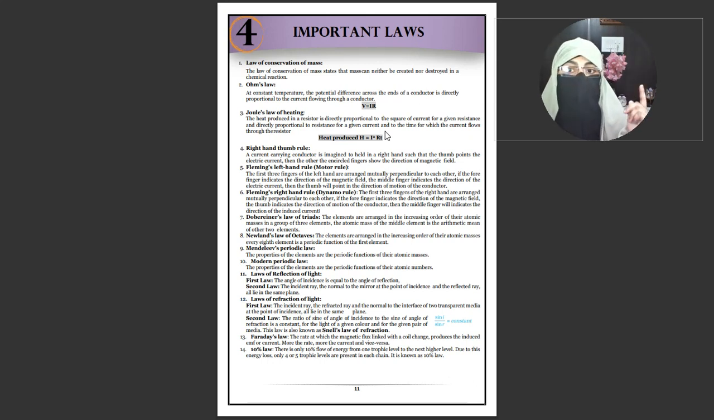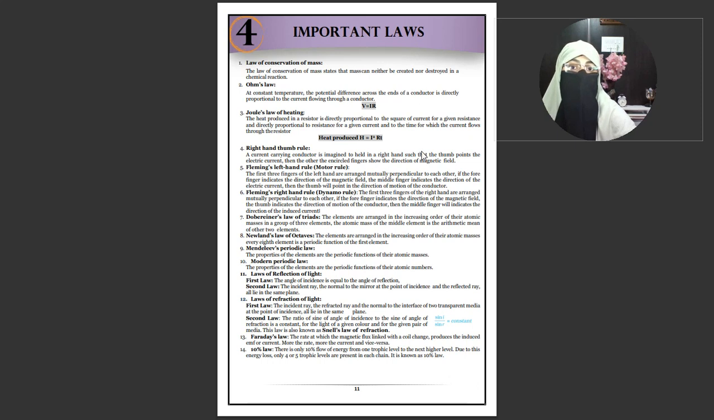Okay, coming on to the right hand thumb rule, and Fleming's left hand rule, motor rule, dynamo rule, then Maxwell's law of triads. So these are the important laws, whatever the laws are given over here, then right hand thumb rule.